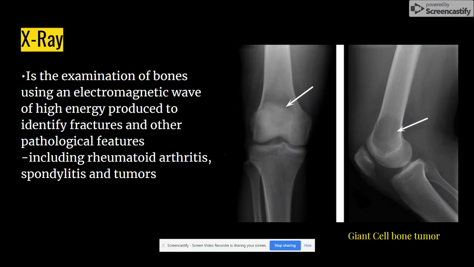Okay. X-rays. X-rays are examination of bones using electromagnetic waves of high energy produced to identify fractures and other pathological features, just like RA, spondylitis, and tumors. So this is a typical X-ray vision. We're actually looking at a giant cell bone tumor. So here we can really see it on the lateral view. This hole right here, this circular space, this is that giant cell bone tumor, and we can see a little bit of it here as well.